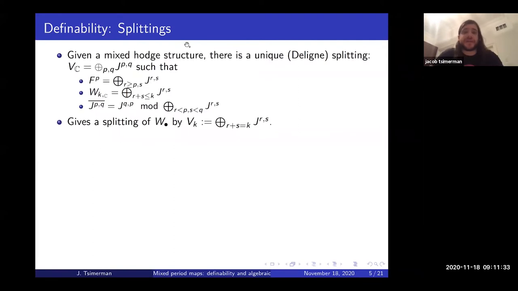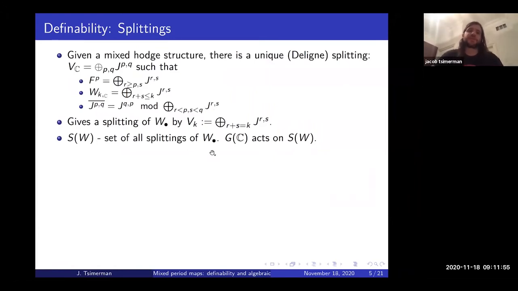Okay, so given this kind of bigrading, you can in particular get a splitting of your weight filtration just by taking the direct sum of these graded pieces for the indices where r plus s is k. So in particular, this suggests for us to study the set of all possible splittings. We're going to let S_W be all splittings of the weight filtration, so essentially all decompositions into subspaces which give you lifts of the graded pieces. This has a natural action by your group.